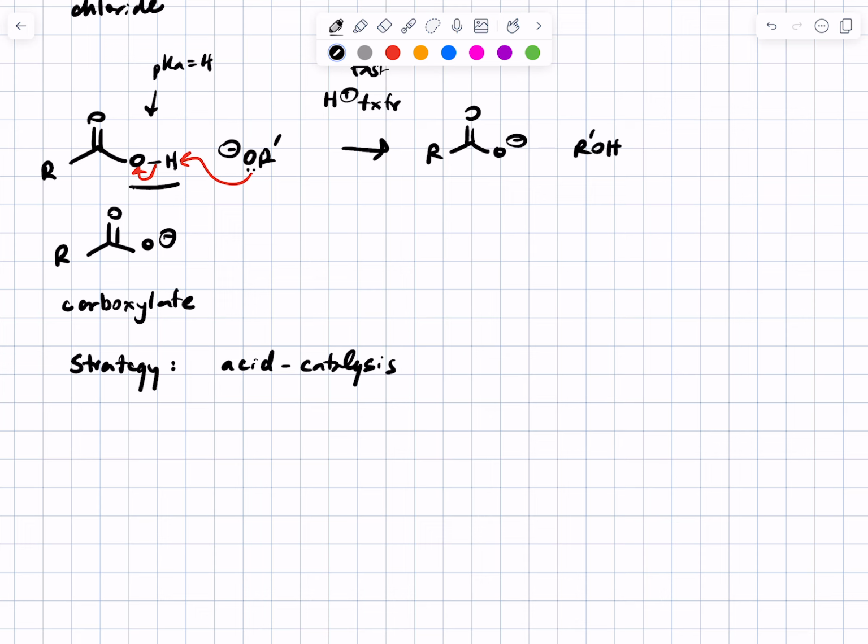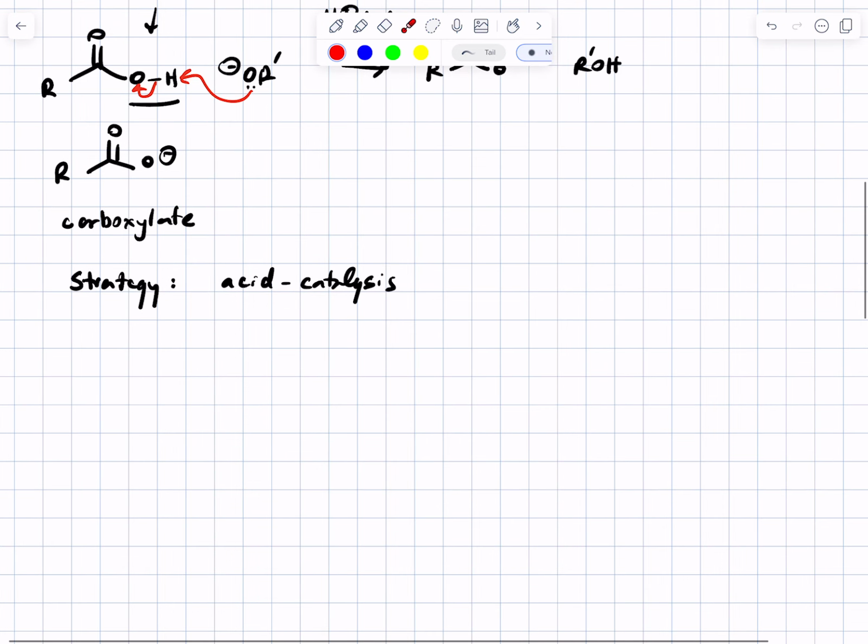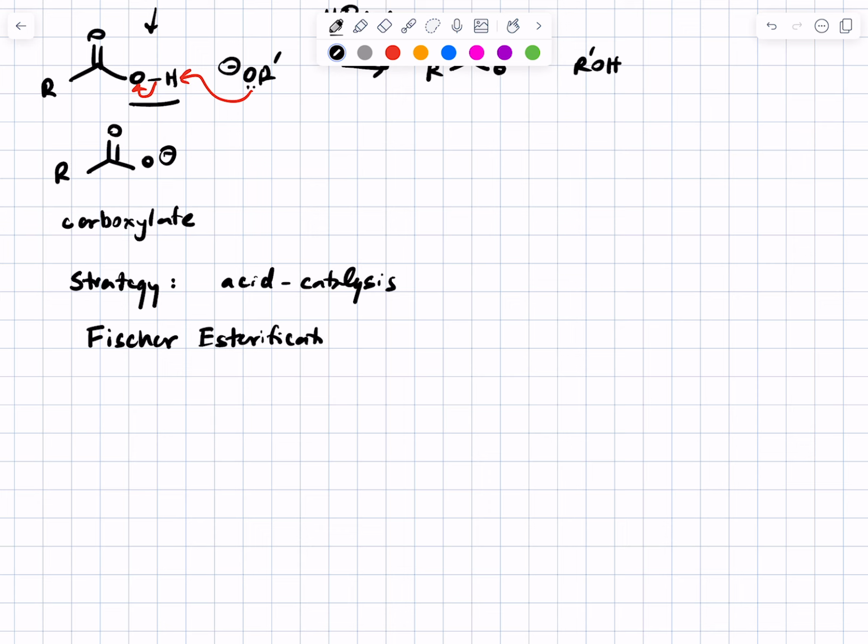In other words, we're going to cheat because we're not going to have the alkoxide deprotonate the carboxylic acid, because we're not even going to use an alkoxide. We're just going to use an alcohol. The reaction that we'll talk about, those of you that are taking 353, the organic lab, may recognize as the Fischer esterification.